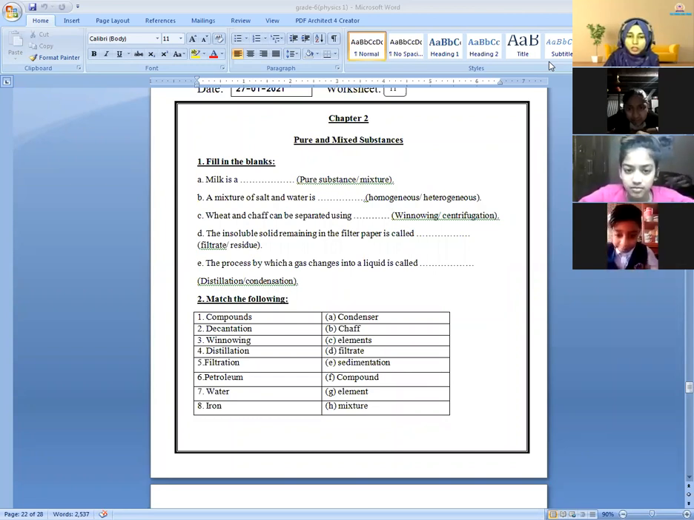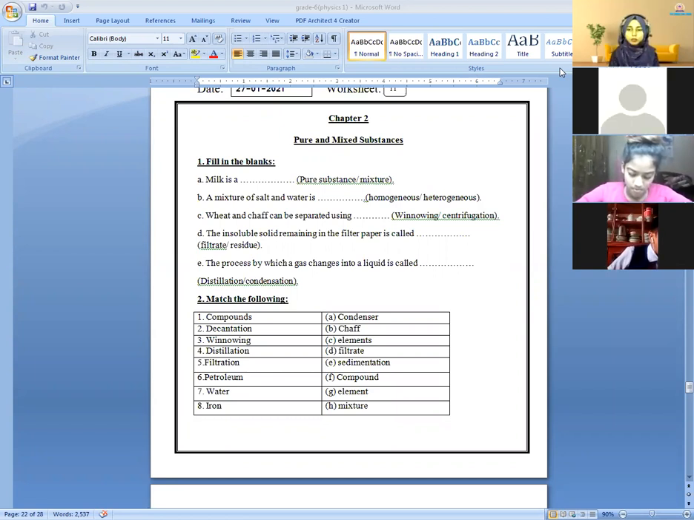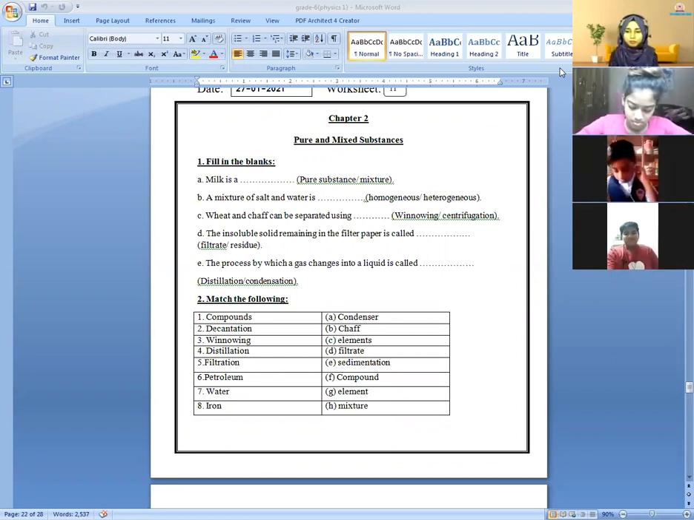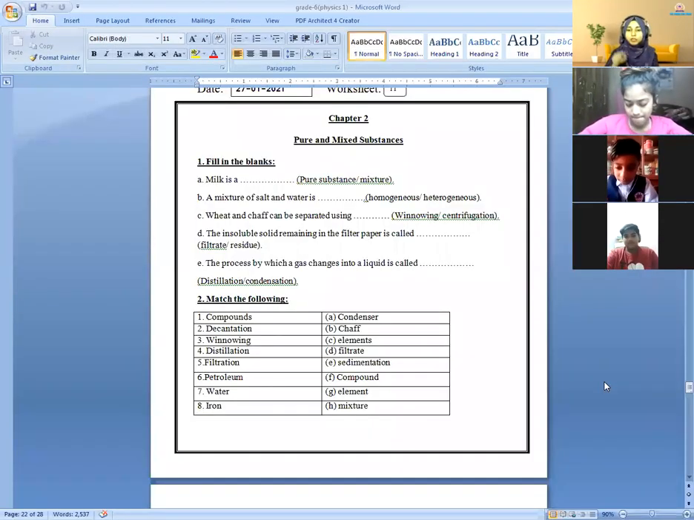A mixture of salt and water is homogeneous or heterogeneous? Heterogeneous. How can it be heterogeneous? Oh, homogeneous, ma'am. Then it is homogeneous. Yes, miss, homogeneous. Why is it homogeneous? Now explain it to me. I am saying heterogeneous. If it is heterogeneous, then you will have to explain why it is heterogeneous, not homogeneous. Explain.